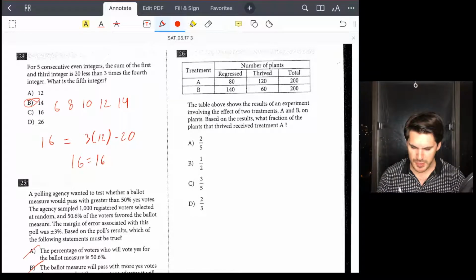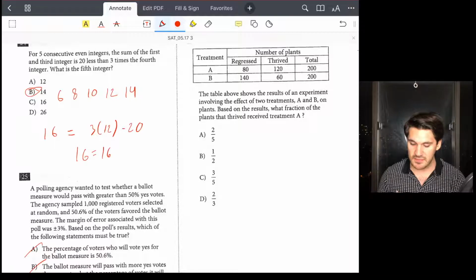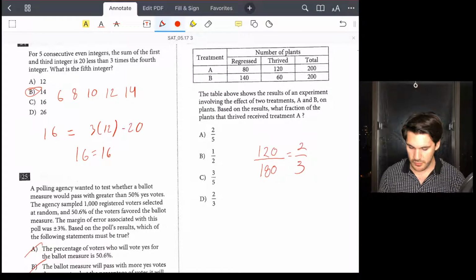Number 26, the table above shows the results of an experiment with 2 treatments A and B in the plants. Based on the results, what fraction of the plants that thrived received treatment A? So let's look at the total number that thrived. That was 120 plus 60, which is 180. Of those, the ones that received treatment A, there was only 120 of them. So this reduces down to 2 over 3. So D is our answer, kiddos.